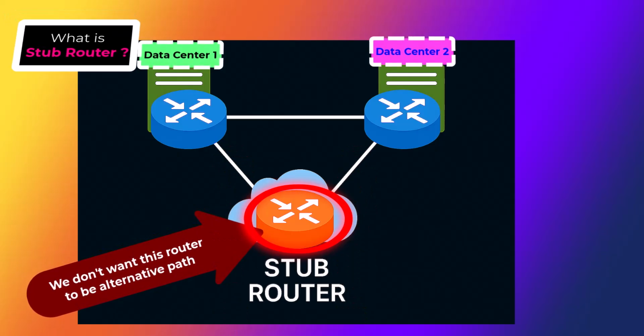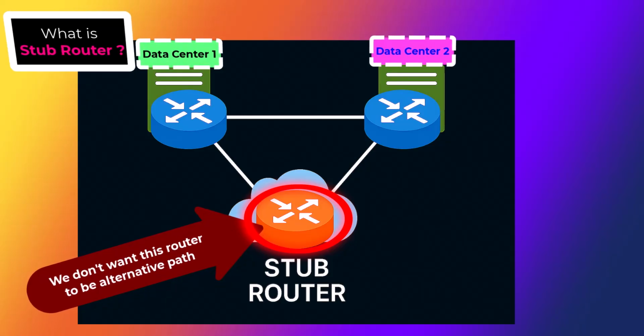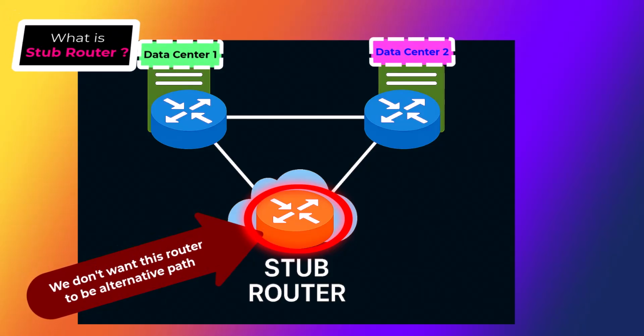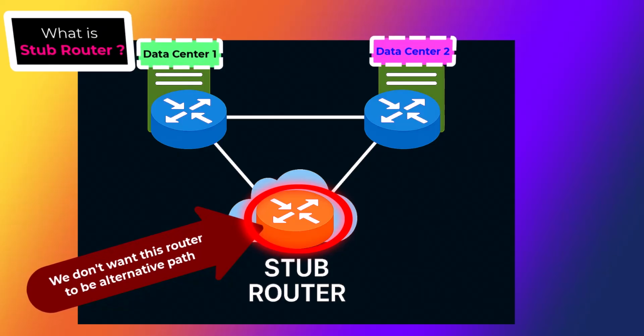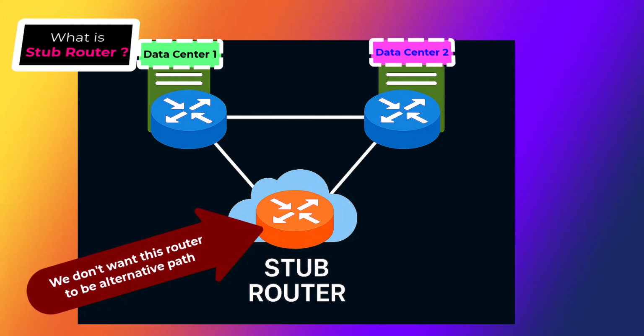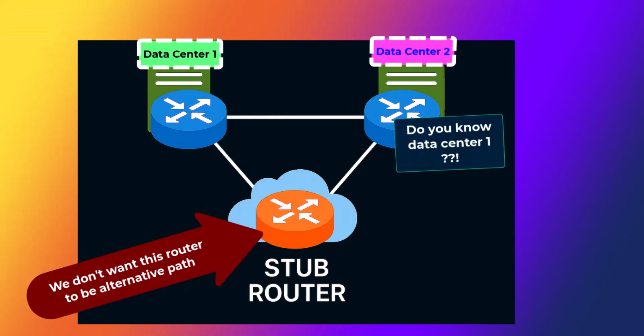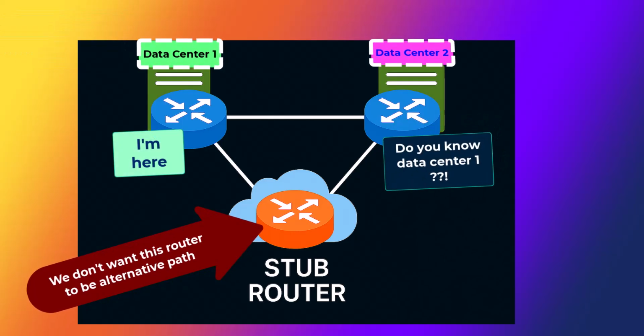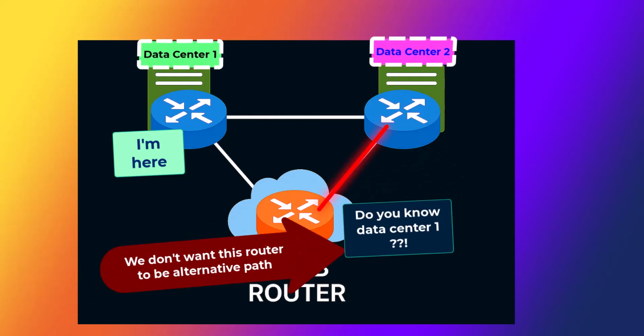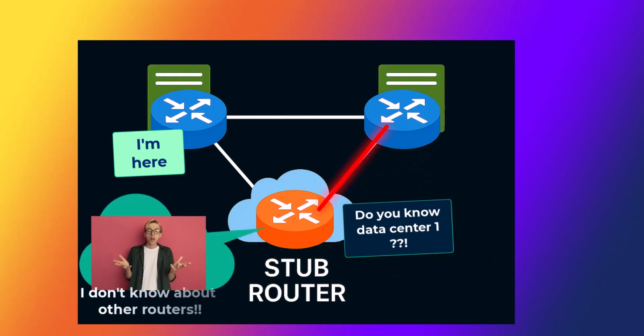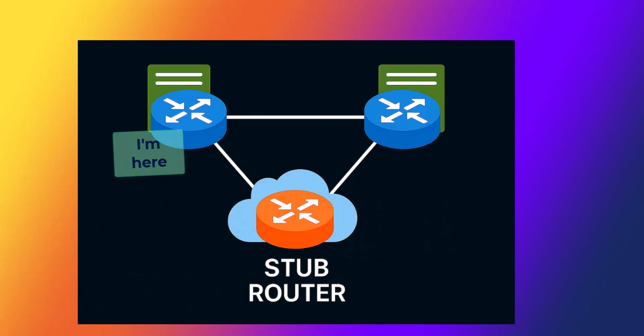The solution is to trigger stub router in EIGRP. In fact, we make this router a stub router. The real question is how it works. Let me tell you a very simple answer for that. The stub router says, I don't send the information that I received from other routers. As a result, this router we define as a stub router is no longer able to be an alternative link.